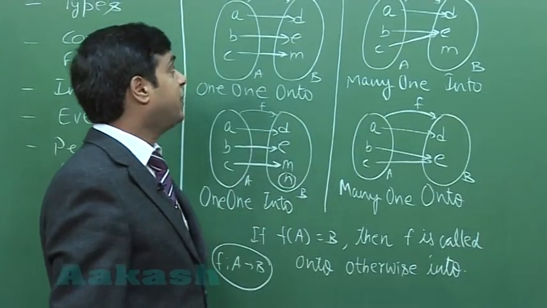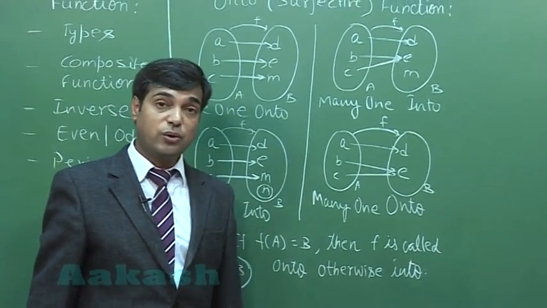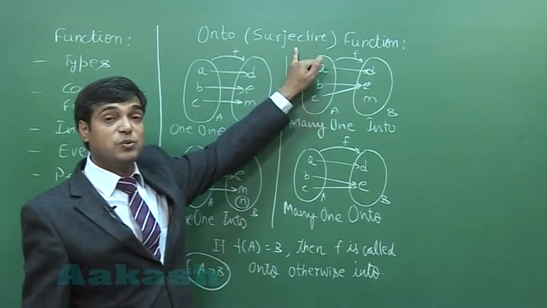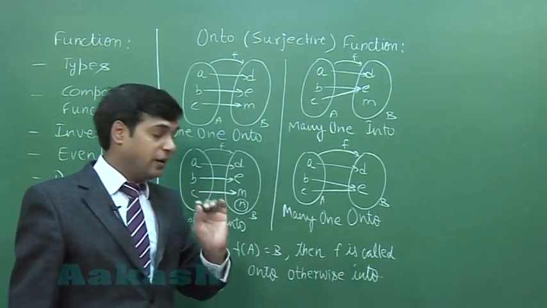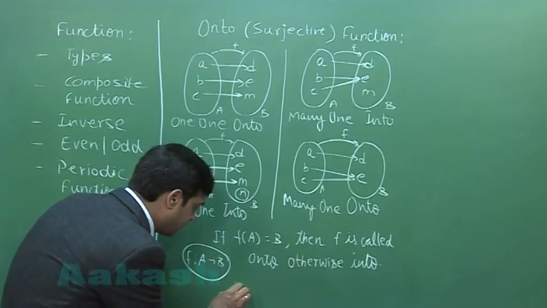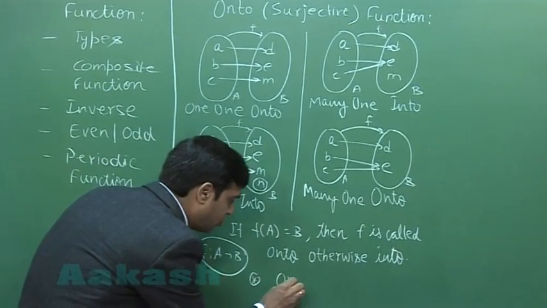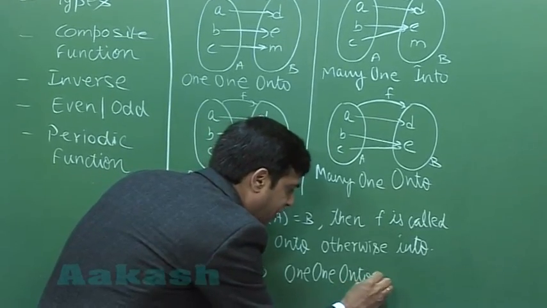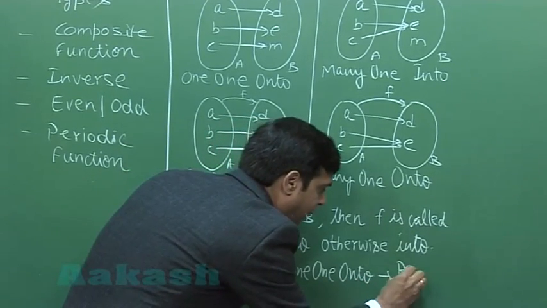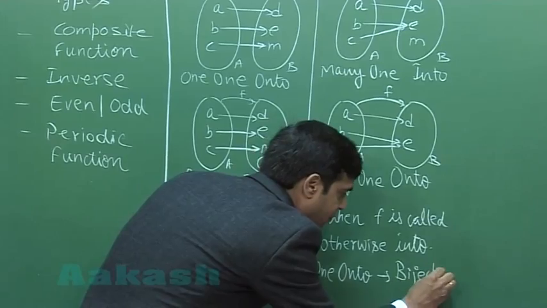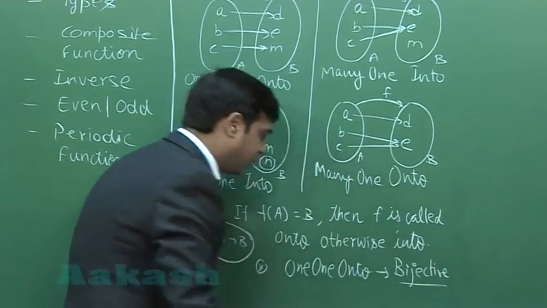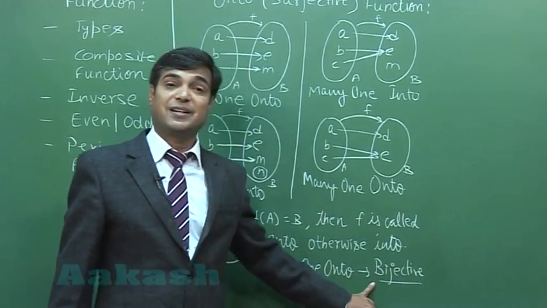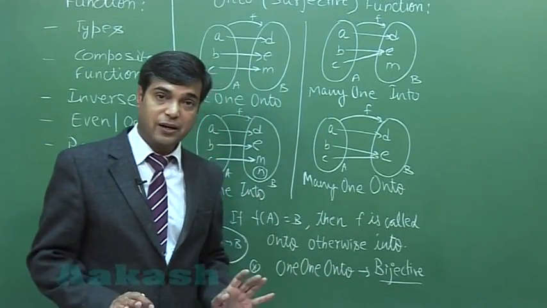We have given 2 different names to 1, 1 as well as onto. For 1, 1 we have said injective, for onto we have used the term surjective. Now if the function is 1, 1 onto, it is also called bijective. Known to you? Right. So 1, 1 onto is also termed a bijective function. This point is clear? Okay.